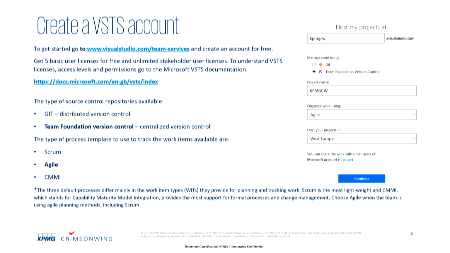It is easy to create a new VSTS account and start discovering these tools. Head to www.visualstudio.com Team Services and select Create an Account for free. Write in the name of your project and the name of your account. Select how you want to manage your code and how you want to organize your work, and you're almost done. You get 5 free basic accounts and unlimited stakeholder accounts.